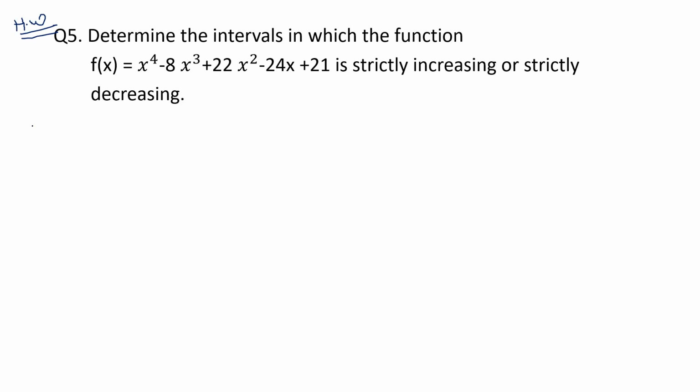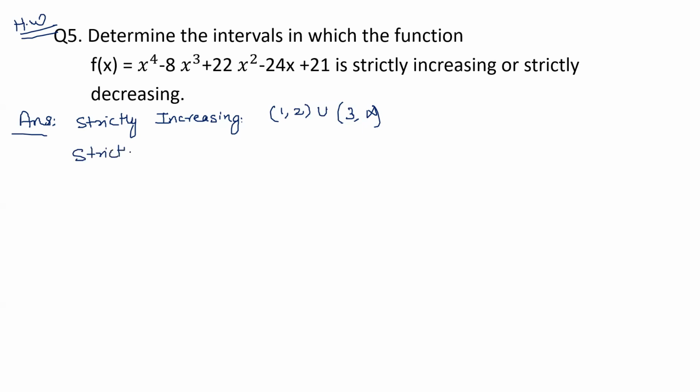Okay, I will write the answer for you. Strictly increasing: it is 1 to 2 union 3 to infinity. Okay, this is strictly increasing, and strictly decreasing is 2 to 3 union minus infinity to 1. So please note down this question and this is your answer.